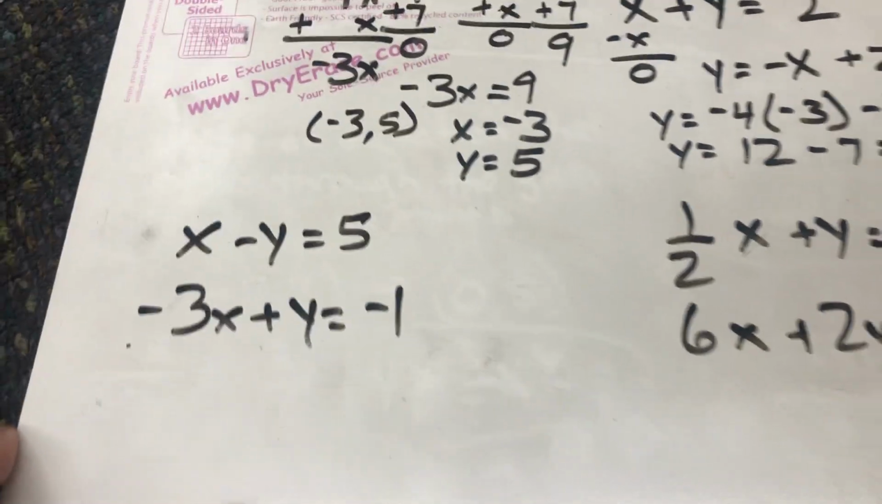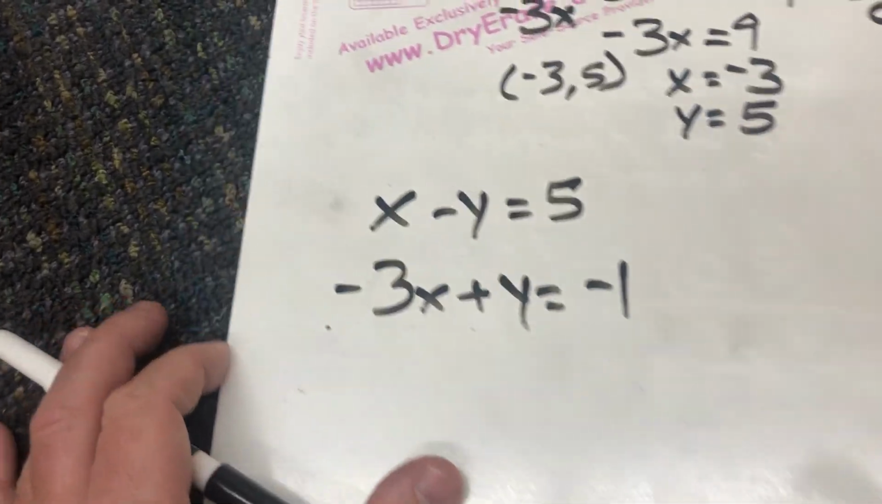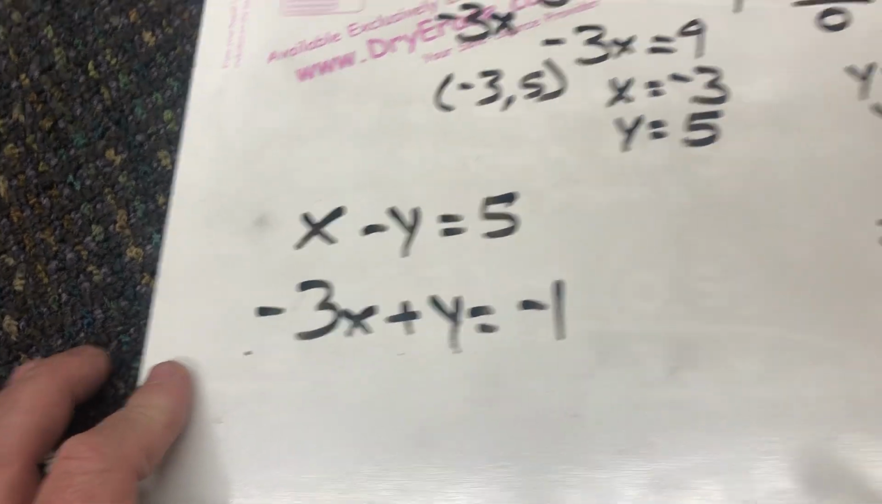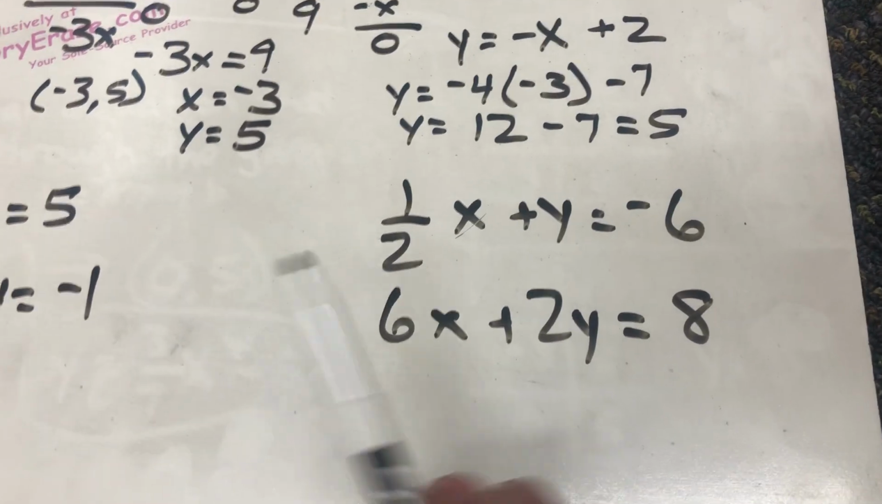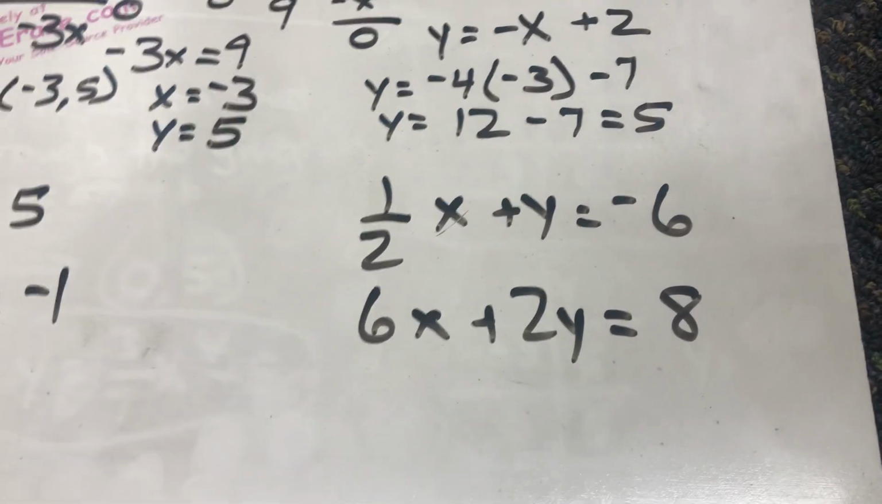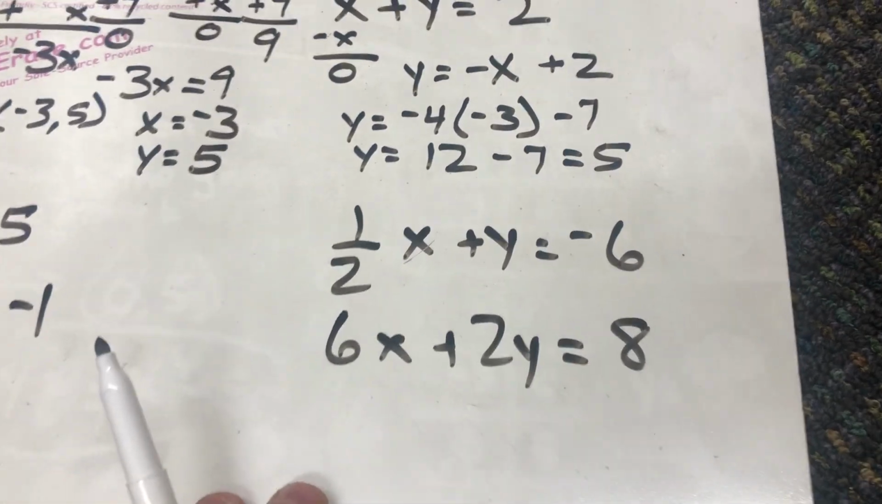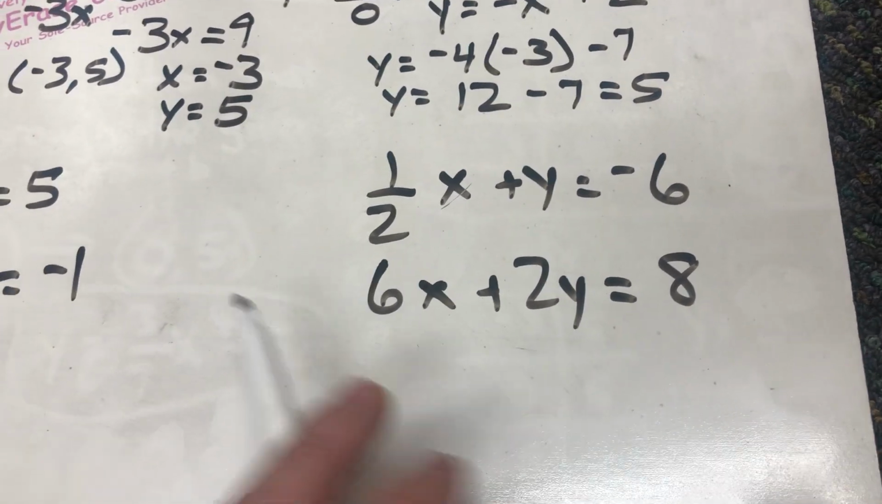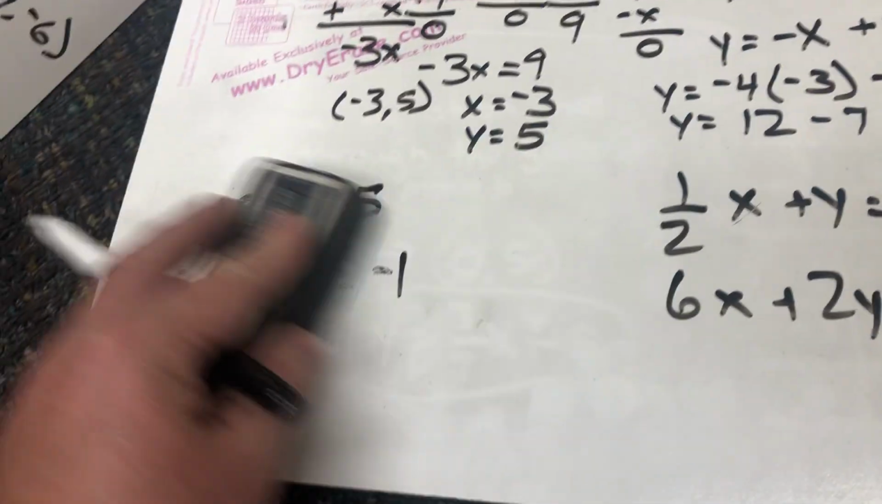All right, we're going to look at just one more, and then we're going to go ahead and move on. Let's look at this one with the fractions, all right? It has a fraction in here and one that's not even y by itself. So this is a good one. Let me erase this here.